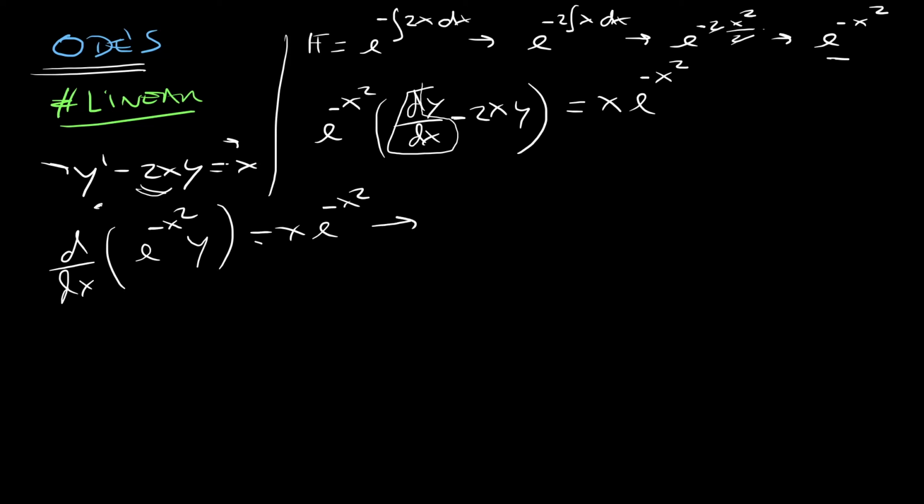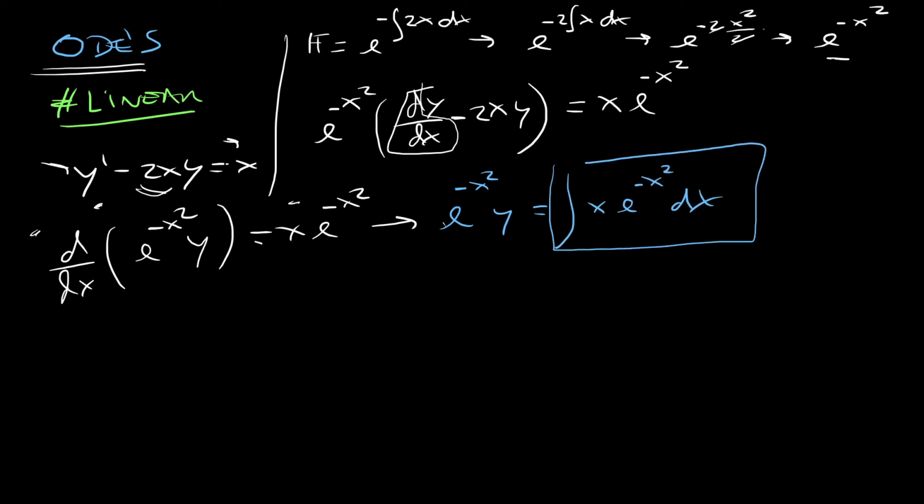Okay, now we have x e to the minus x squared. So let's continue. Now what we're going to do, we are going to integrate both sides, this part and this part. So all this stuff disappears. Let me change colors, and now we are left with e to the minus x squared y, and then we are integrating this part, so x e to the minus x squared dx. So now we need to focus our attention on this part in order to solve it.